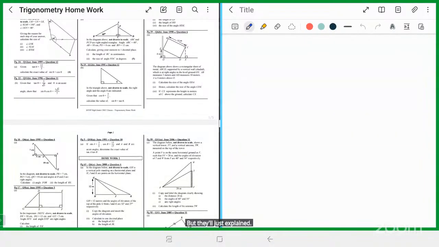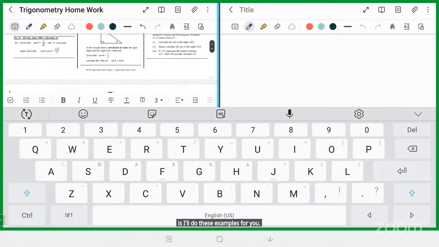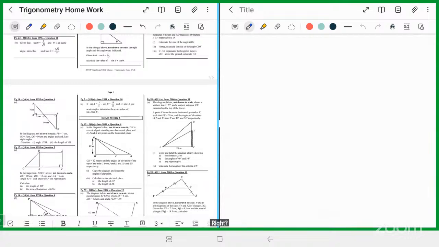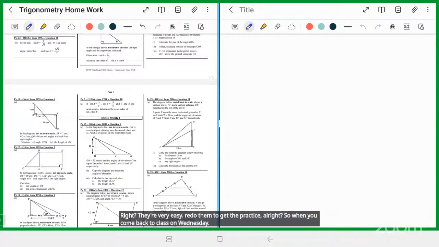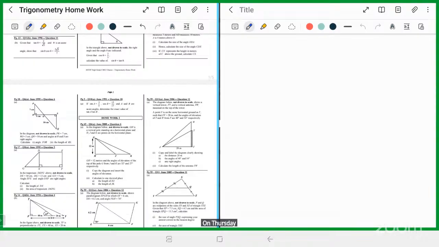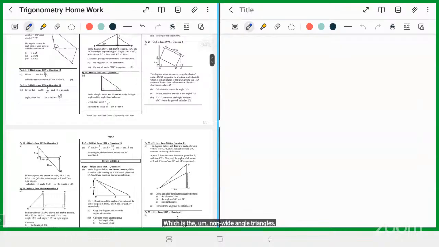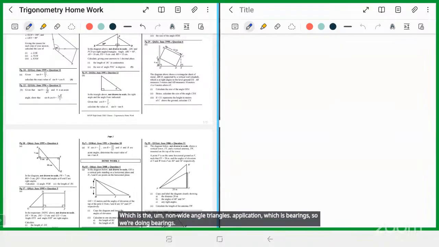When you come back to class, I'll give you a couple to do. What I would want you to do is, I'll do these examples for you, and because you have the video, you are to redo all these questions, redo the examples that I'm going to explain now. They're very easy. Redo them to get the practice. So when you come back to class on Wednesday and Thursday, we can move on to the next level of trigonometry, which is the non-right angle triangles application, which is bearings. So we'll be doing bearings in the next class.